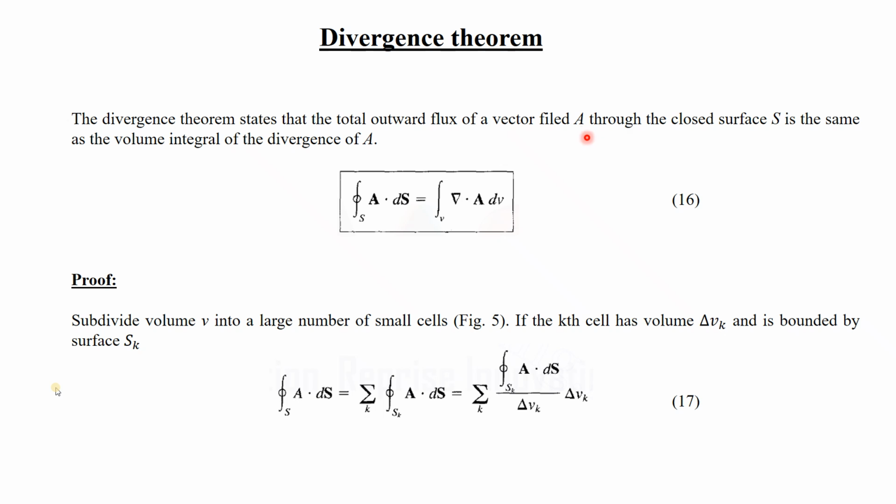So divergence theorem states that the total outward flux of a vector field A, actually it is a spelling mistake, through the closed surface S is the same as the volume integral of the divergence of A. That means if you take this closed surface integral of a vector, that is equal to the volume integral of the divergence of a vector. Okay. So if you have this volume integral of a divergence of a vector, you can transform it to a closed surface integral of that vector. Or if you have the closed surface integral of a vector, you can convert it into the volume integral of divergence of the vector.